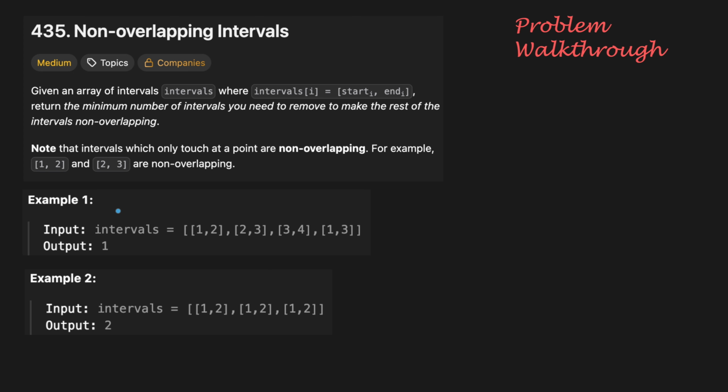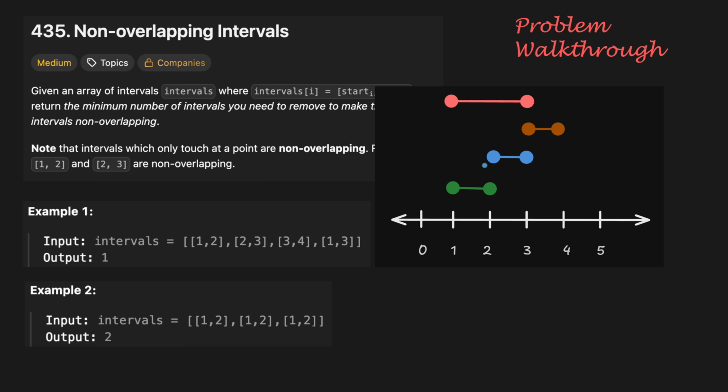Let's look at an example to make this crystal clear. Here we have 4 intervals: 1 to 2, 2 to 3, 3 to 4, and 1 to 3. Visually, we can see that intervals from 1 to 2, 2 to 3, and 3 to 4 are all non-overlapping with each other as they just touch. However, the interval from 1 to 3 overlaps with both intervals from 1 to 2 and 2 to 3. To achieve a set of non-overlapping intervals, we could remove the interval from 1 to 3. Then the remaining intervals are all non-overlapping, and this requires just one removal.